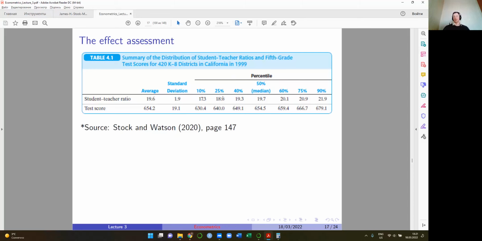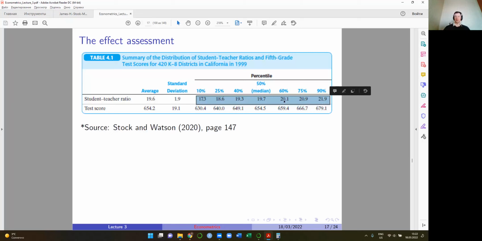So let's remind ourselves of this table. We have seen this in the previous lecture. This is the summary statistics of two variables. What do we see? We see that for the student to teacher ratio, the range of this variable is between 17.3 and 20, so not the whole range, right? But the 10th percentile and 90th percentile are bounded between 17.3 and 21.9. So there is something like 5 students per teacher difference, right? 17.3 plus 5 gives us 22.3, so less than 5 students.